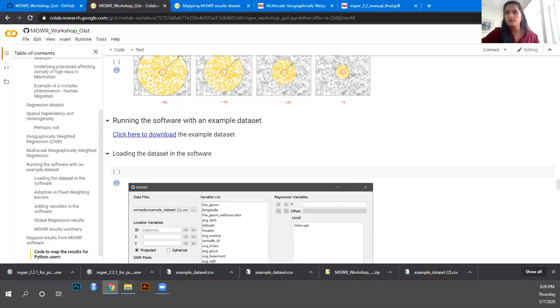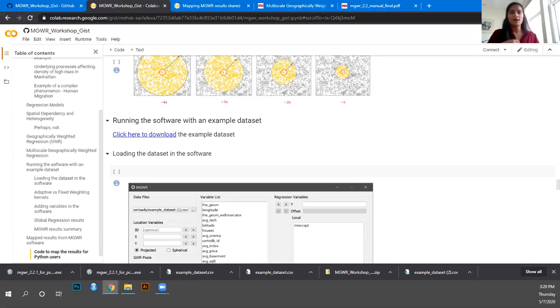Okay. Cool. Looks like everyone is on board with why we would use MGWR and for what kind of research questions. So that's great. I hope everyone has downloaded the software, and if there was any problem in running it, I would like to know it now. Otherwise, here is where we will start actually running things on the software.